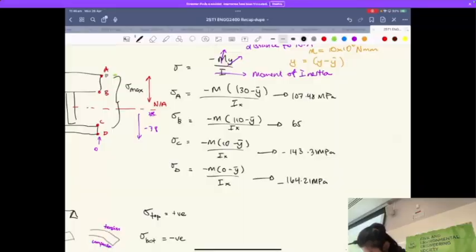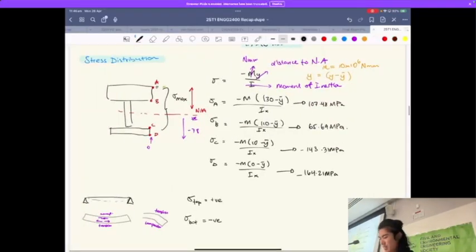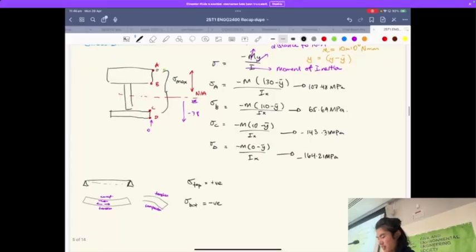65.69. Yeah, that's fine. Okay. So, basically, would you guys say that we're kind of finished with this question? We're trying to find the maximum stress, right? The maximum stress you can actually get from all this. You can just say that the maximum is at 164.2 MPa, and that's going to be in compression.